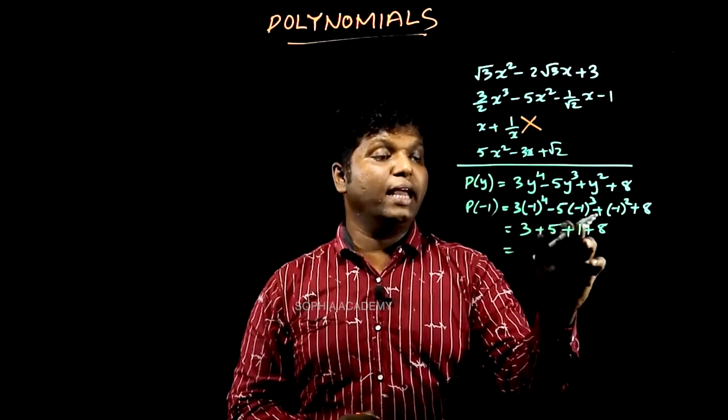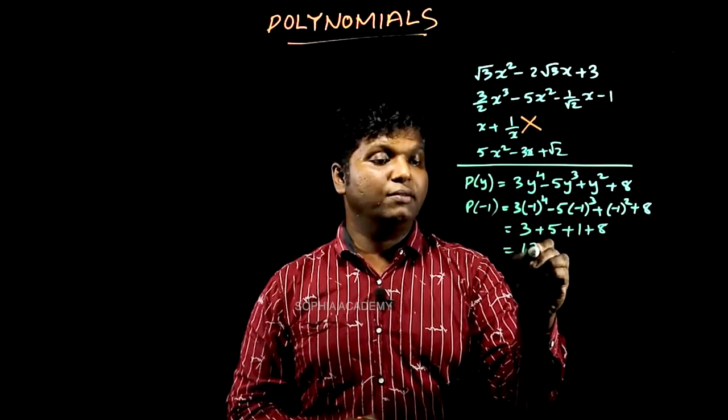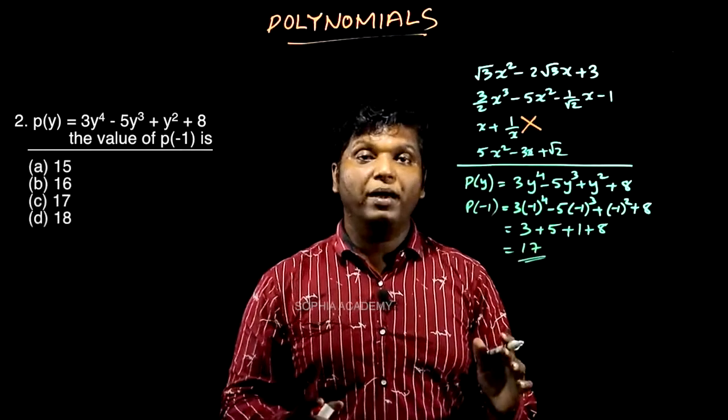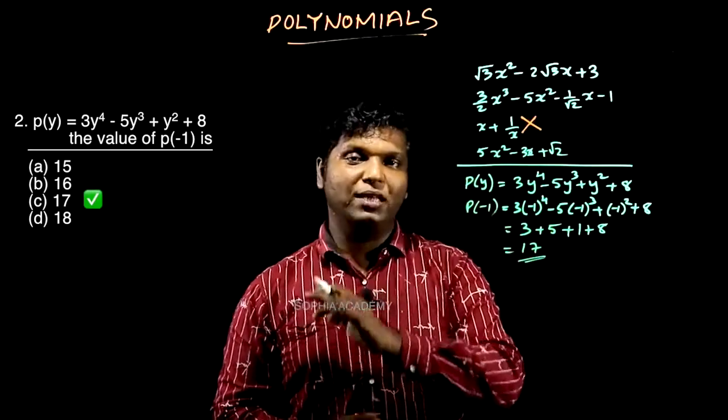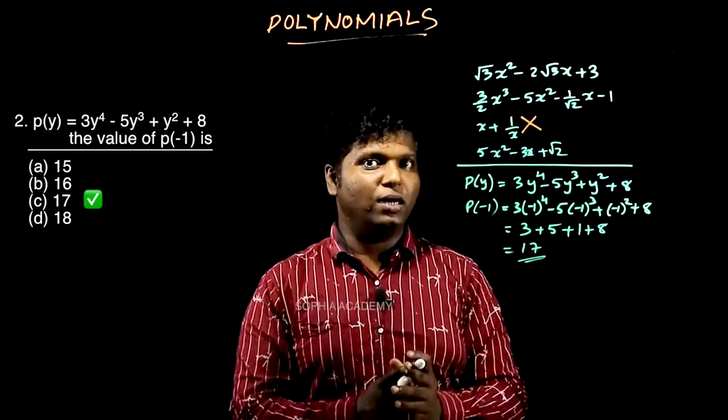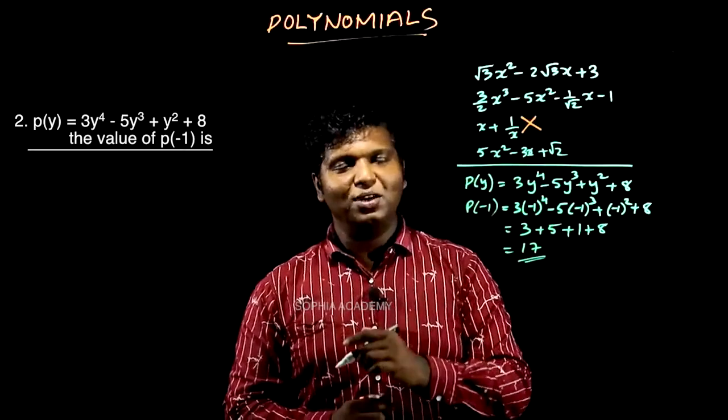So how much will it be? 3 plus 5 is 8. 8 plus 8 is 16. Plus 1 is 17. You got P of minus 1 is equal to 17. So this is the right answer and you can choose that one. So this is the way how to understand that one, right? So now let us get into question number 3.